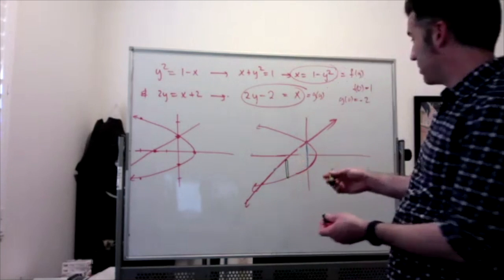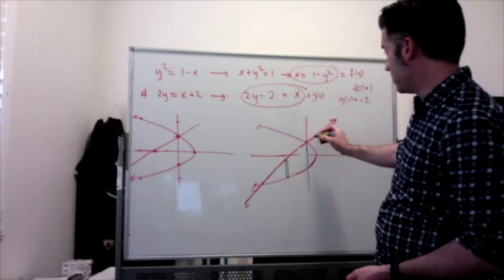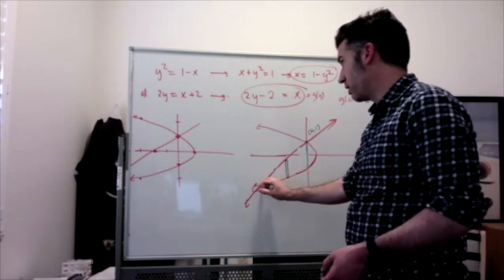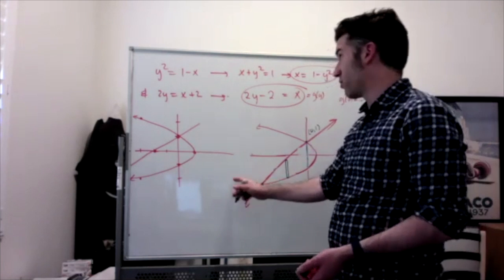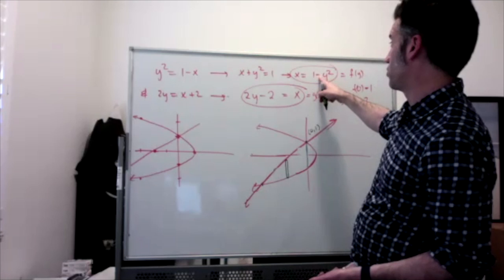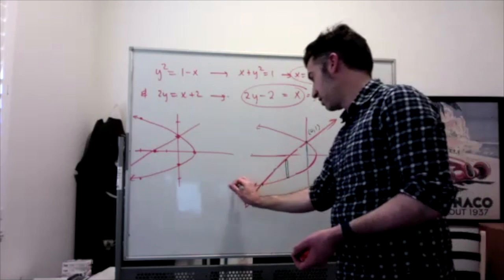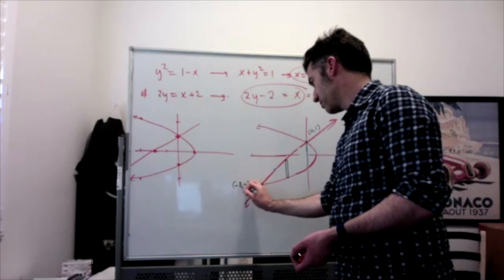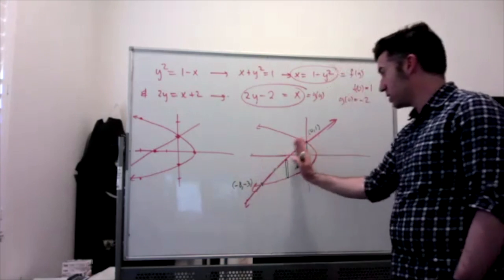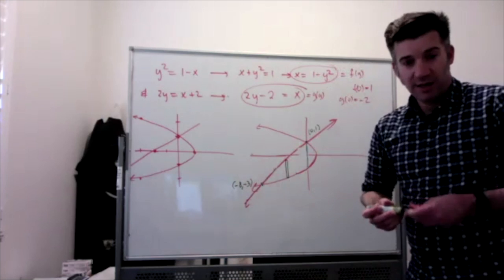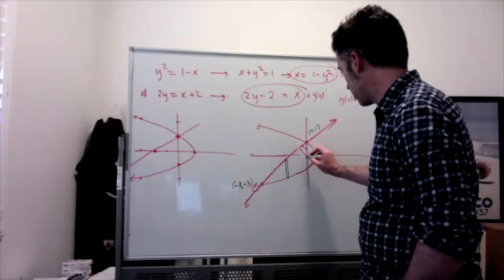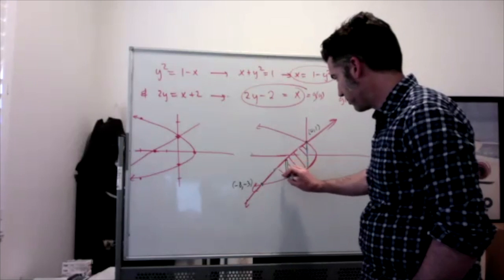in fact, let me label these points. So, right, the points of intersection were 0, 1. This point here, y was negative 3, and if y is negative 3, x is going to be 1 minus 9, which is negative 8. Okay, so in this region here, it's kind of a pain, but for this region, which I'll color in like this, right?